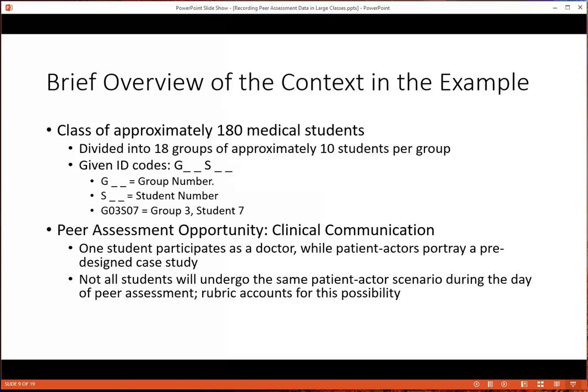Their peer assessment opportunity is about clinical communication. So one student participates as a doctor. Patient actors, who are people hired by the hospital to emulate a certain condition, portray this pre-designed case study. Not all the students undergo the same scenario. And the rubric is not about whether they've dealt well with a particular scenario. In fact, it has nothing to do with whether they've made a correct diagnosis. It has to do with their communication. And that's what we want the peers to assess, is how well the clinical communication went in this scenario.